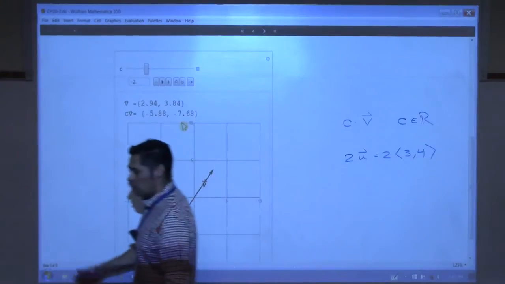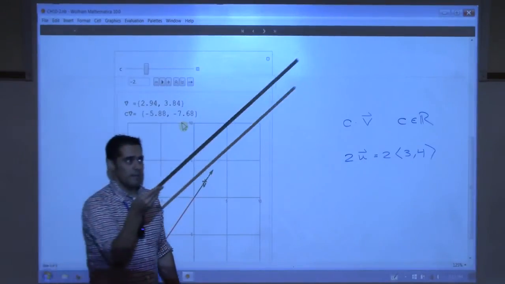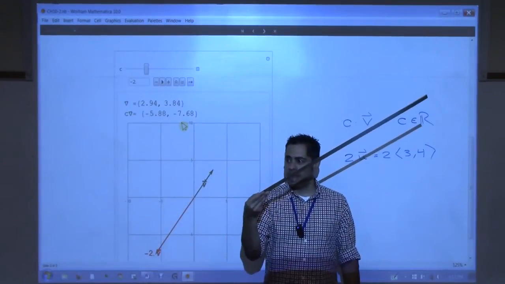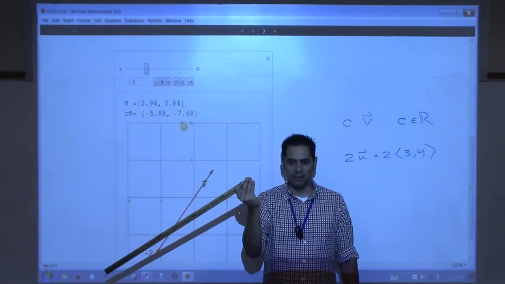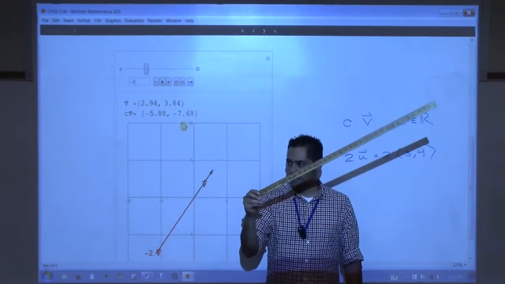In 3-dimensional space, a little harder for me to show you, but imagine you have a vector, we call that v. Negative v would be like that, right? Got it?